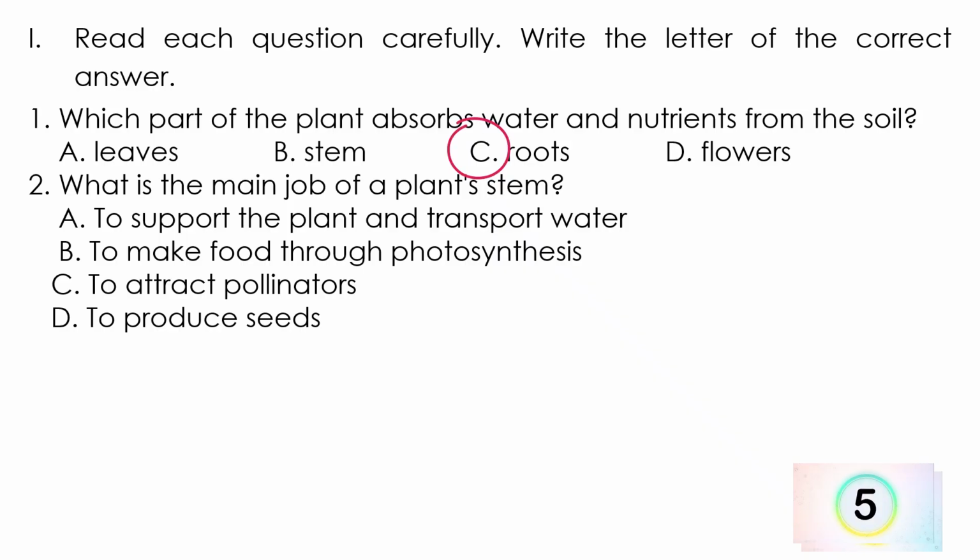Number 3. Which plant parts make food using sunlight? A. Flowers, B. Fruits, C. Leaves, D. Roots. Answer is letter C. Leaves.